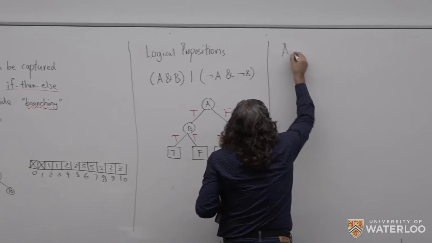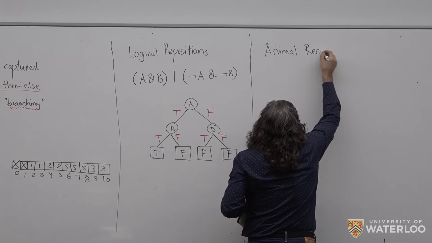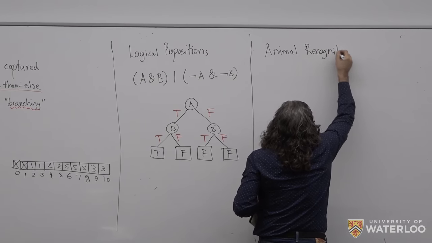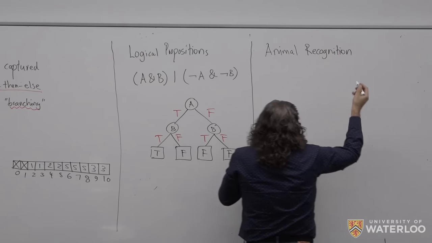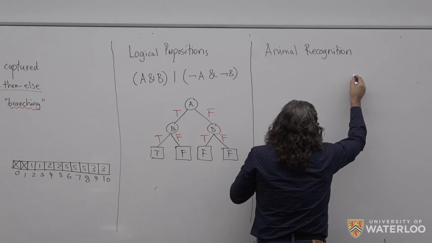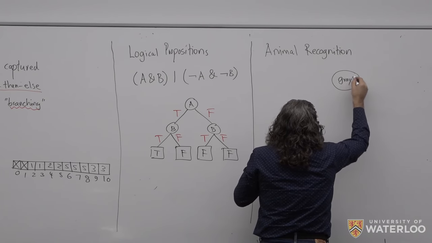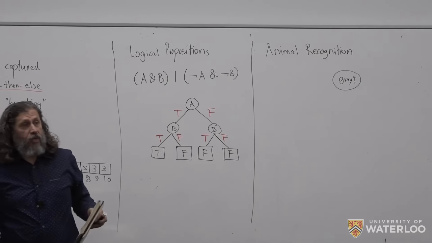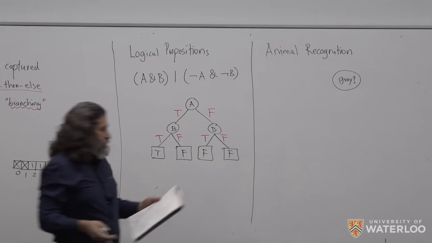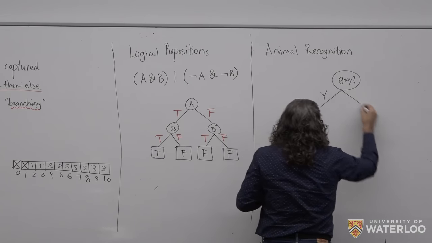So, fun example. Can we recognize animals with trees? Of course we can. So animal recognition. So how do I know what type of animal I'm dealing with? Maybe I ask for the color of the animal. Is the animal gray? Is the skin color of the animal gray? How do I come to that? Maybe that's in my data. So then the answer is either yes or no.